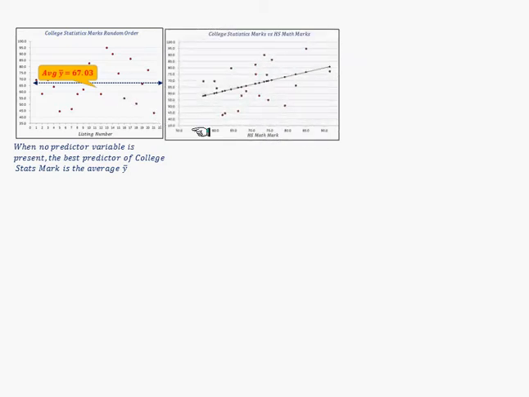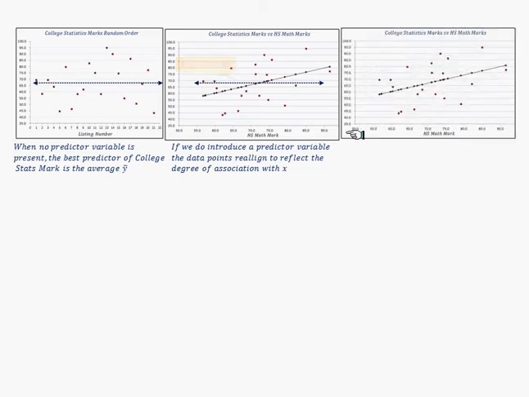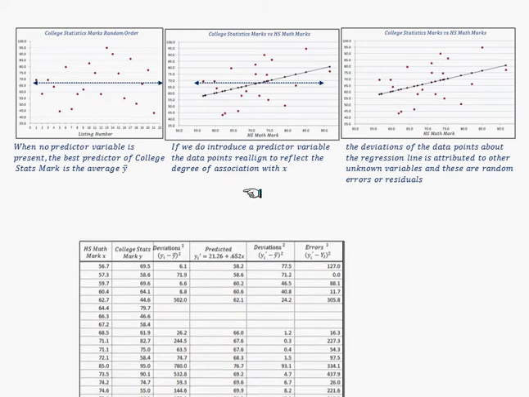the prediction of college statistics marks is the average. Once we introduce x as a predictive variable, you can see that the horizontal line in the left case twists, and now we have this new line which reflects the influence of the x values, which is your high school math mark. And over here on the far right, we're suggesting that these deviations of these red dots about the regression line are called random error or unknown variables that we have not addressed.